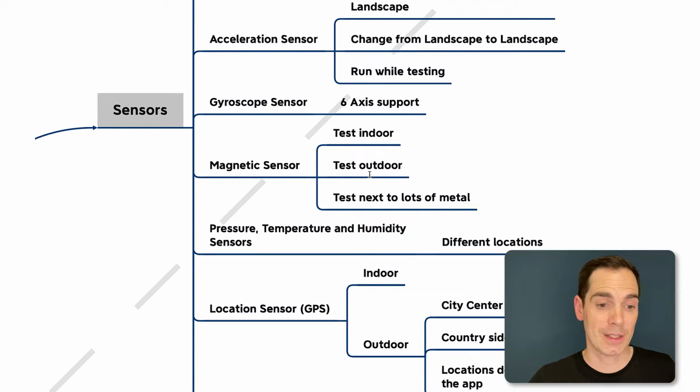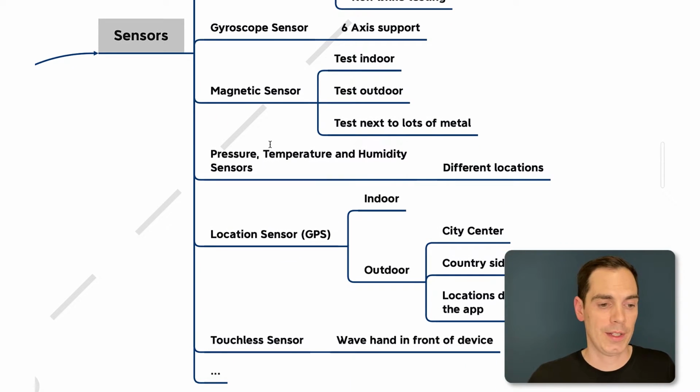We have a magnetic sensor that you can check for how it behaves in the indoor and in the outdoor environment, and also test, for example, next to lots of metal, because this has an impact on the magnetic or GPS sensor here, to impact the data, the finding of the current location, or in any kind of way the direction, for example.